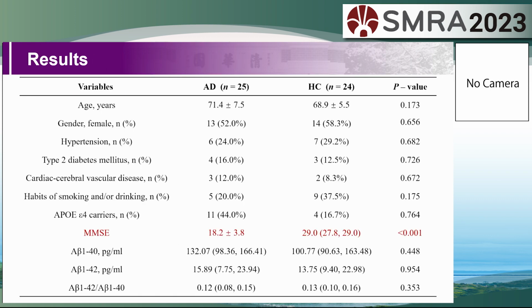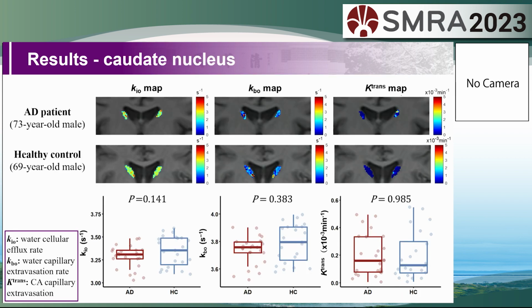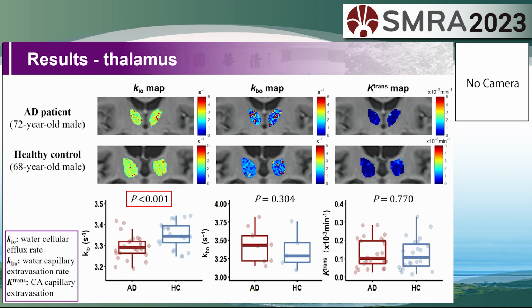Next is the result part. No significant difference was found in clinical information except MMSE, which is an assessment tool for AD. And this slide shows the representative KIO, KBO, and K-trans map in caudate nucleus of 1 AD patient and 1 healthy control. The lower section of this slide highlights that there is no significant difference between the 2 groups. Next is the result of thalamus. We can find that the AD group demonstrated significantly lower KIO values than the HC group.